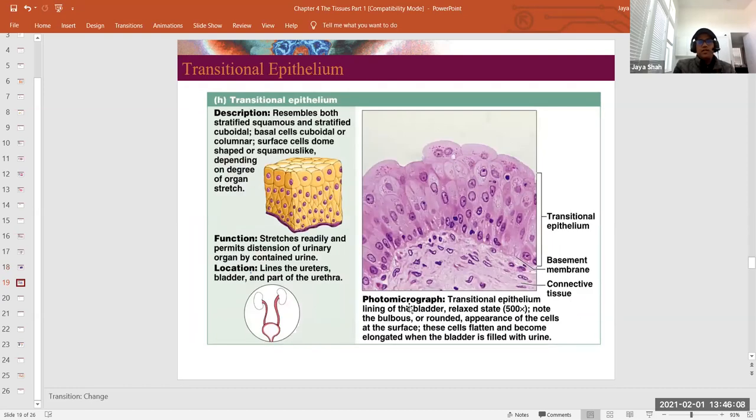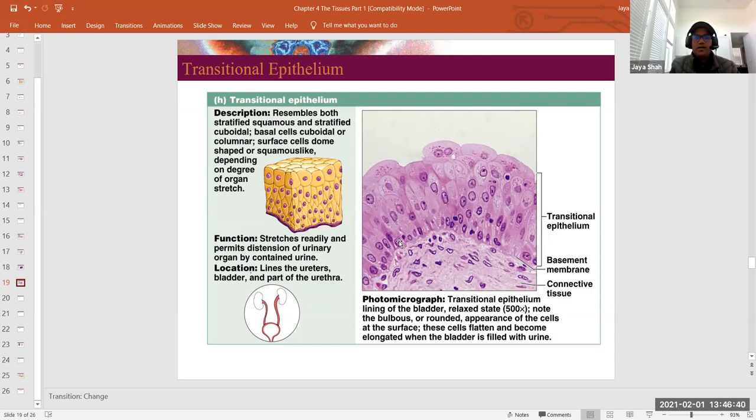Here is transitional epithelium, which is slightly different. What is the meaning of the word transition? Transition means changing. So there are certain locations in the body where the shape of the tissue changes, like your urinary bladder. When there is urine in the bladder, the bladder is expanded; when there is no urine, the bladder is collapsed. And that's why you can see here connective tissue in the urinary bladder, basement membrane, connective tissue, and then several layers of cells.